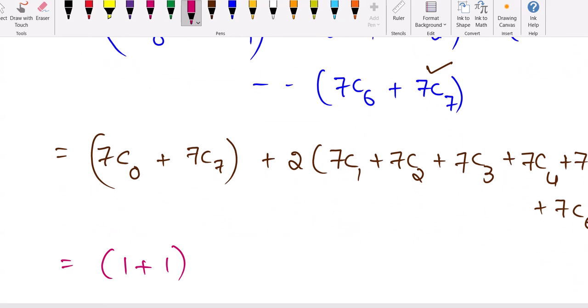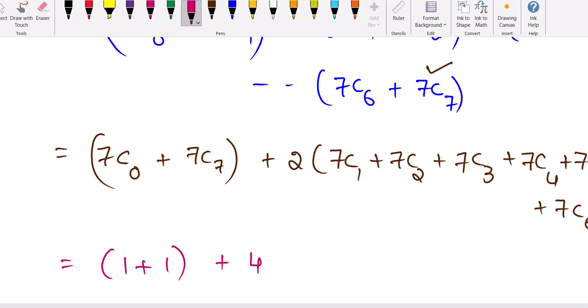7C7 means 7 people attended for interview and you need to select all 7 people. That is only one way. Whoever comes, you have to pick them. There is no option for you. 7C0 means 7 people attended for interview and you are rejecting all people, selecting 0 people. Whoever comes, you have to send them out. That's only one way.